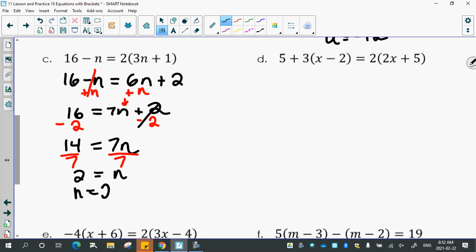And end up getting n to be 2. And I saw lots of people get all the way down to n equals 2. Way to go for a Monday morning. Really good.